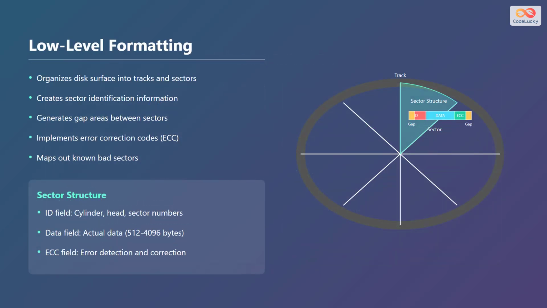Low-level formatting is the process that organizes the disk surface into tracks and sectors. It creates sector identification information, generates gap areas between sectors, and implements error correction codes or ECC. It also maps out any known bad sectors, marking them as unusable. This type of formatting is often performed by the manufacturer. A sector typically includes an ID field containing cylinder, head, and sector numbers, a data field, which stores the actual data and can range from 512 to 4096 bytes, and an ECC field for error detection and correction.